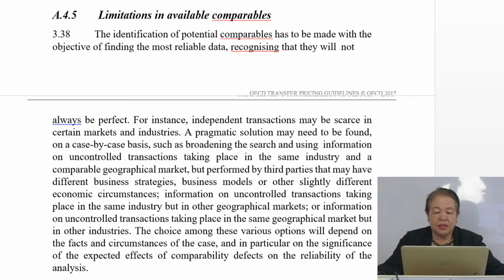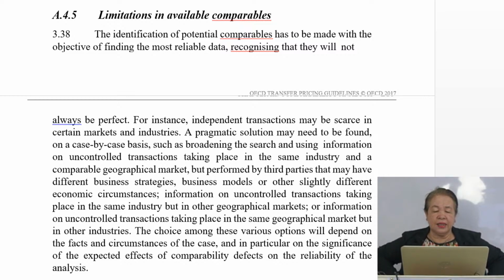For instance, independent transactions may be scarce in certain markets and industries, no? O kaya wala talaga. A pragmatic solution may need to be found on a case-by-case basis, such as broadening the search. I-broaden mo pa, lawakan mo pa yung search mo. And using information on uncontrolled transactions taking place in the same industry and a comparable geographical market, no? So ano yung comparable geographical market natin? Siguro yung Southeast Asia, no? Comparable pa yung market natin, Philippines with Indonesia, with Vietnam, Thailand, Cambodia, no? Mayroon lang tayong mga adjustment na gagawin, no? Pero more or less comparable tayo, but not with Japan, with China, malayo tayo doon.